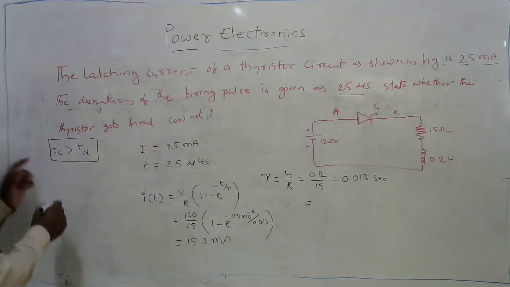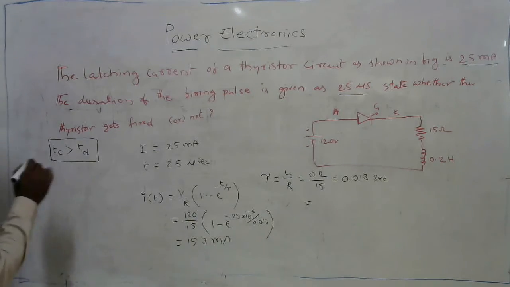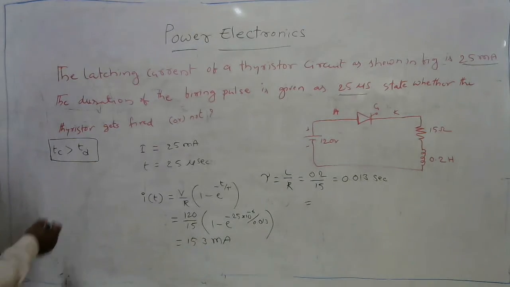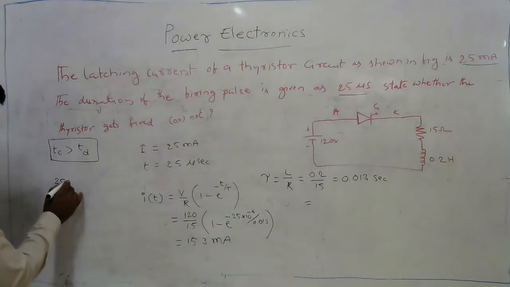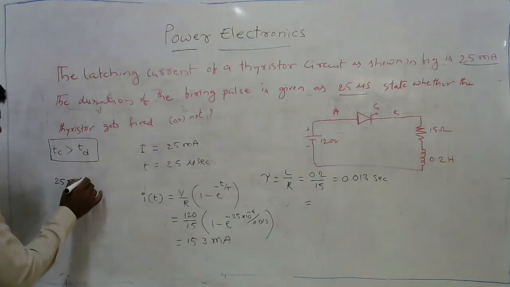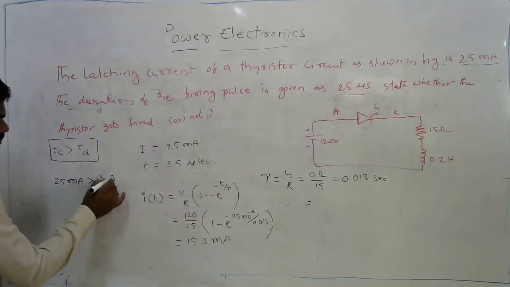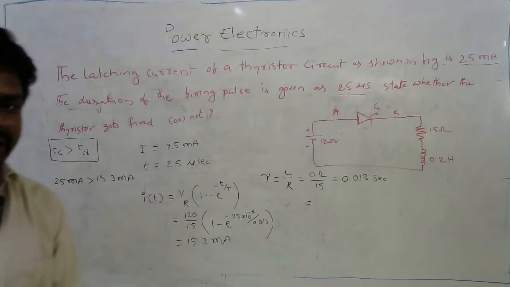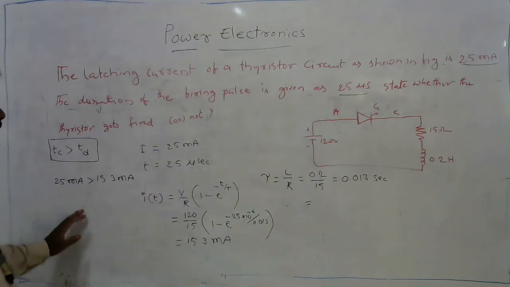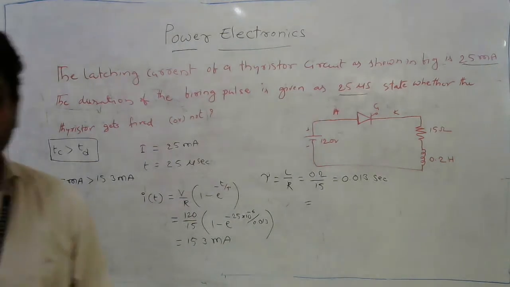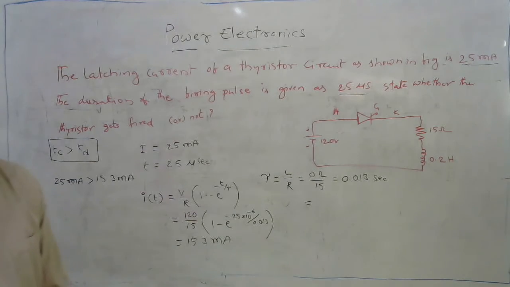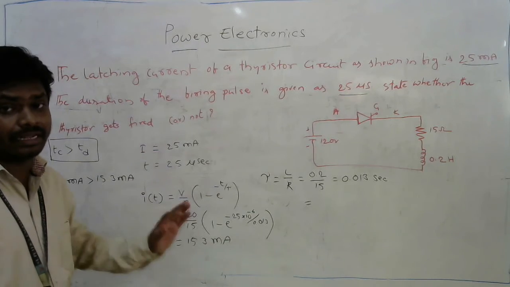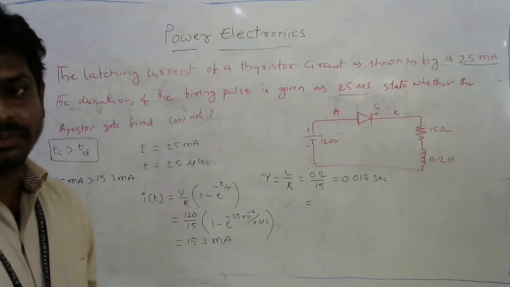That means the current flowing through the SCR is less than 25 milliampere. That's why we can conclude that the SCR doesn't fire. SCR does not conduct. The answer for this question is the SCR won't conduct, because the latching current value is given as 25 milliampere, but the current flowing through the SCR is 15.3 milliampere. That's why it won't conduct.